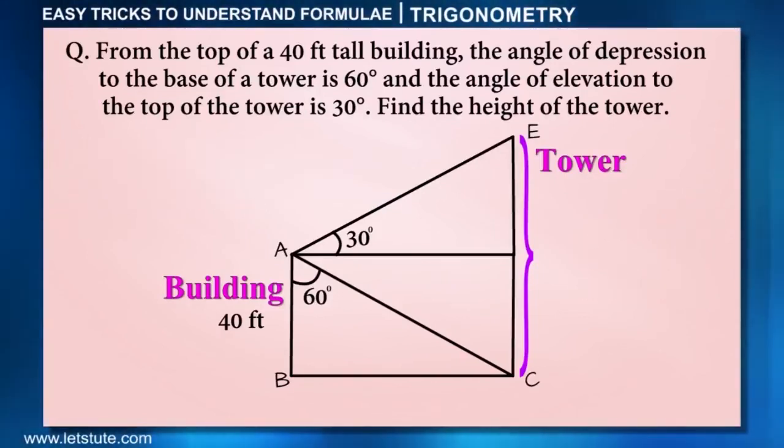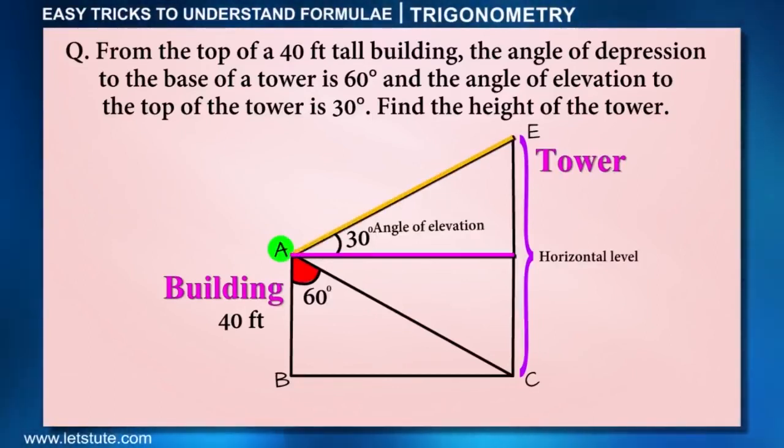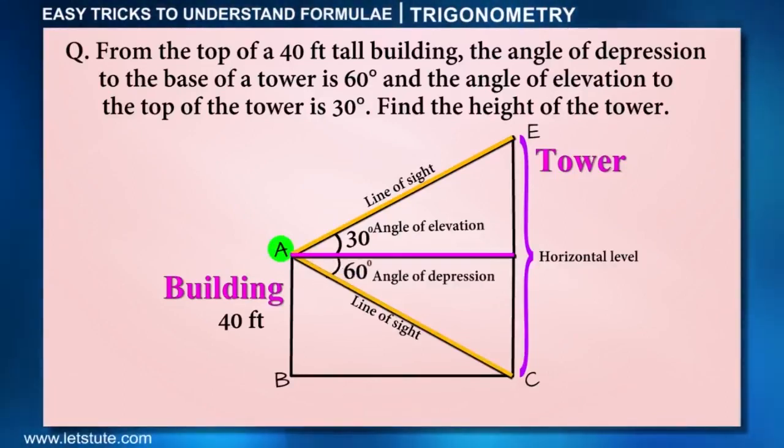Okay, let me tell you, here everything is correct except the angle of depression. Because if you are at the top of the building, then this straight line acts as the horizontal level, and when you look up to see the top of the tower or look down to see its base, this line will be the line of sight. And we have learned that the angle formed between the horizontal level and line of sight is called the angle of depression. So this angle will be the angle of depression, that is 60 degrees, right?